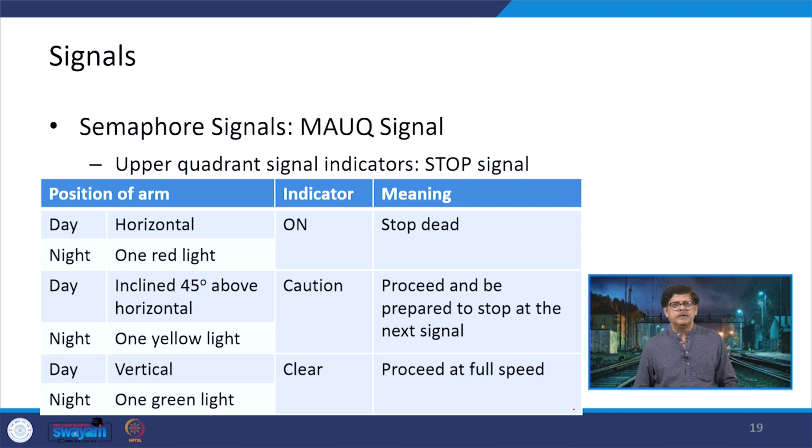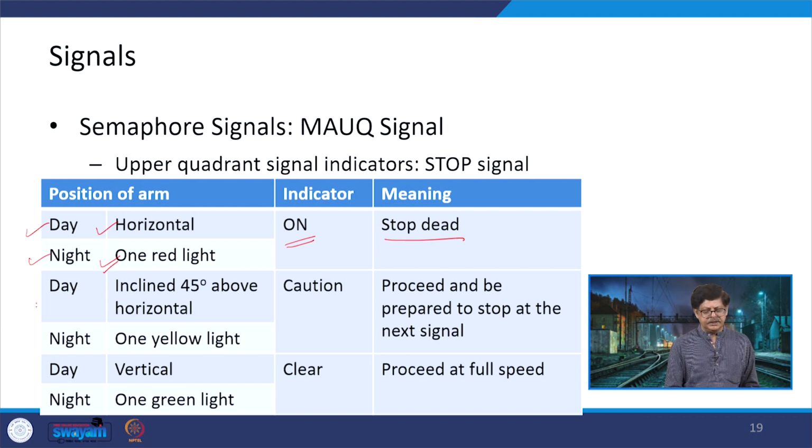So, there is an upper quadrant signal indicator, which is also defined as a stop signal in general, because in the on condition it is showing the horizontal arm, which means the train has to be stopped. You can see here in the daytime the arm will be horizontal, and in the night time one red light will be visible to the loco pilot. That is defined as the on position, but the meaning is that you have to stop.